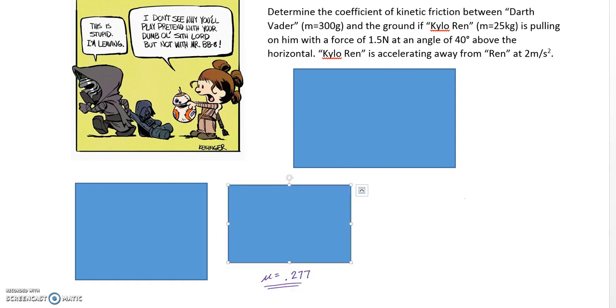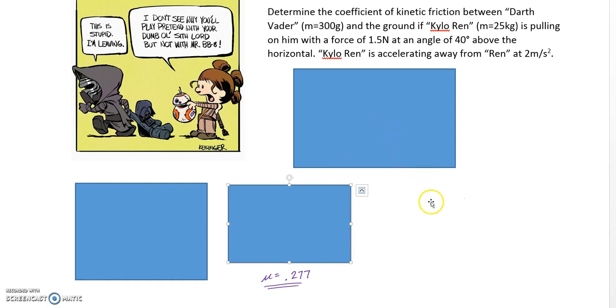There's your answer, 0.277. At least that's what I got. I'm human, I might make mistakes, but that's what I got. I got 0.277 for a coefficient of kinetic friction, which makes sense because it is between 0 and 1. And if you need some guidance on that, I will be revealing your first hint in a second.